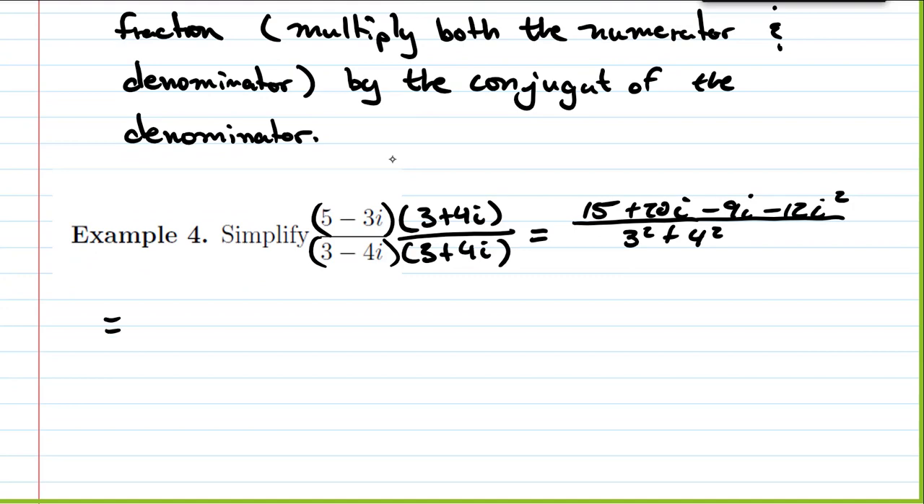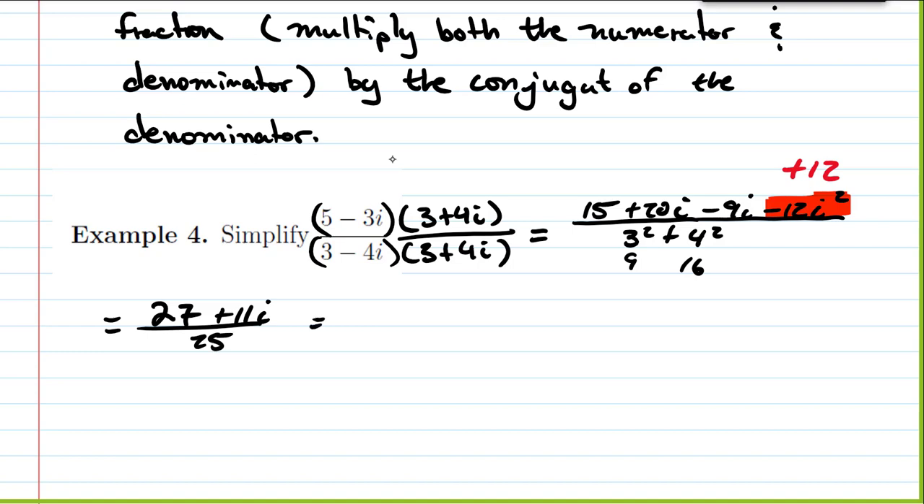So now we start collecting our like terms and simplifying. So in the numerator here, we have a negative 12i squared. But we know i squared is negative 1. So instead of negative 12i squared, it's negative 12 times negative 1. This is going to become a positive 12. So then we collect our like terms. 15 plus 12 is 27. 20i take away 9i is 11i, over 3 squared is 9, 4 squared is 16, gives us 25.